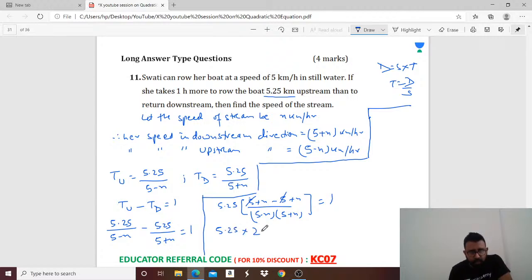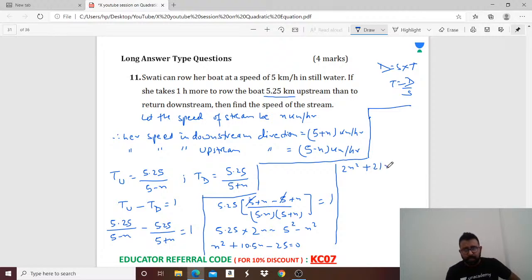5.25 into x will be equal to a minus b, a plus b, cross multiply: a square minus b square. Take it to one side. So x square minus, this is plus 5.25 into 2, it's obviously 10.5. So 10.5x minus 25 is equal to 0. So finally, when you solve this, multiply it with 2, this is 2x square plus 21x minus 50 is equal to 0. Solve this and get the, this is 100.